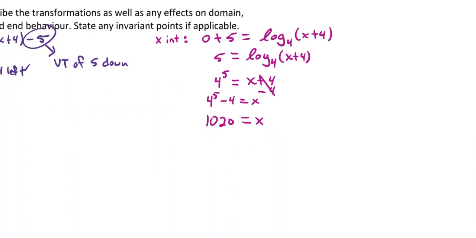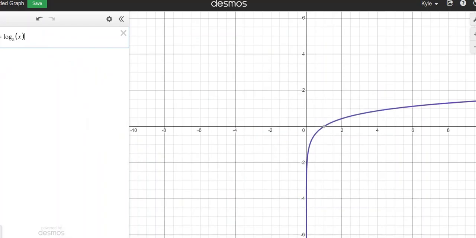Okay, so we'll do the same little thing here, the x-intercept on the original. The x-intercept was at the point (1, 0). And now it's going to become an x-intercept of (1020, 0). Are you guys okay with the original x-intercept being (1, 0) as well? That's just from our function there, right?